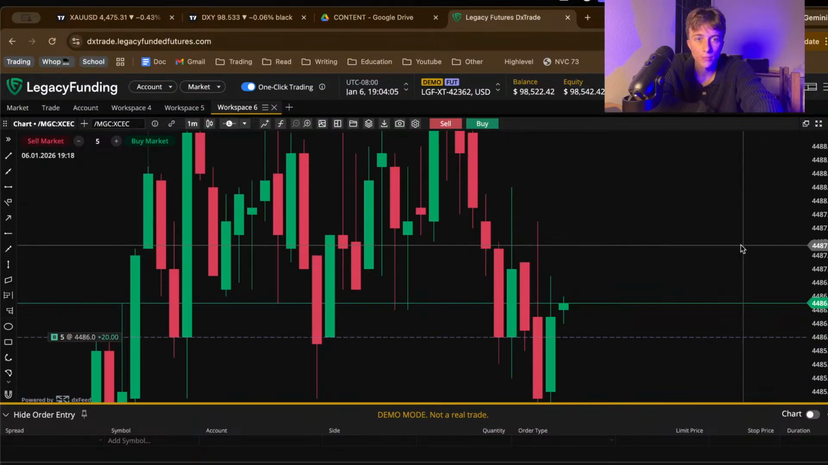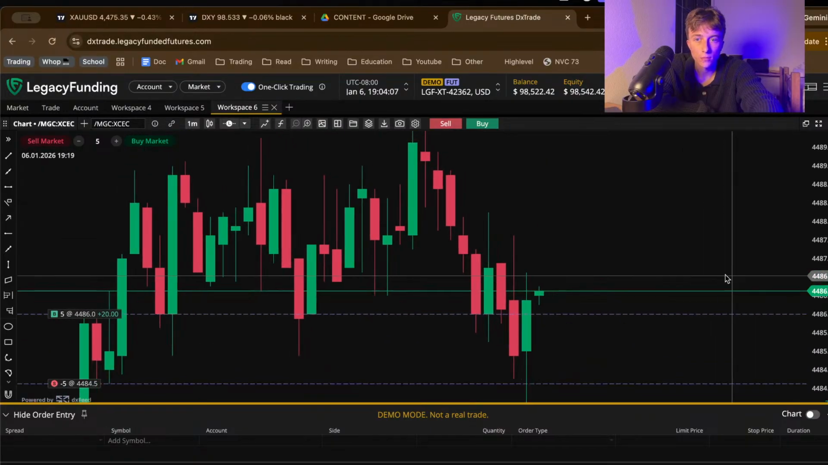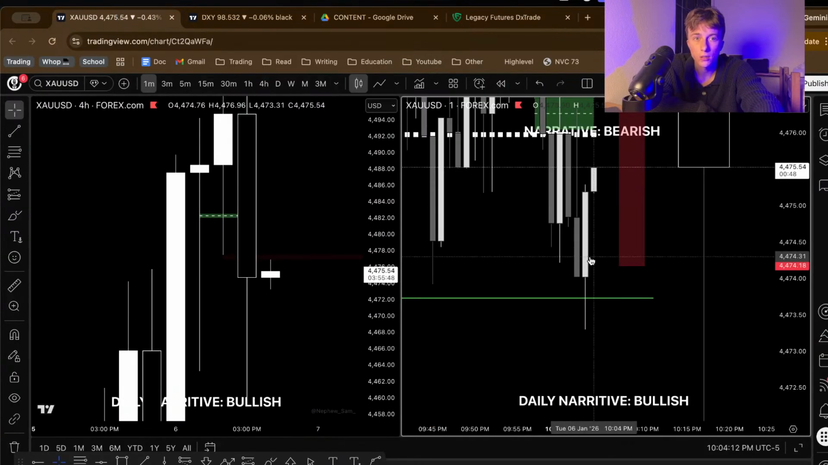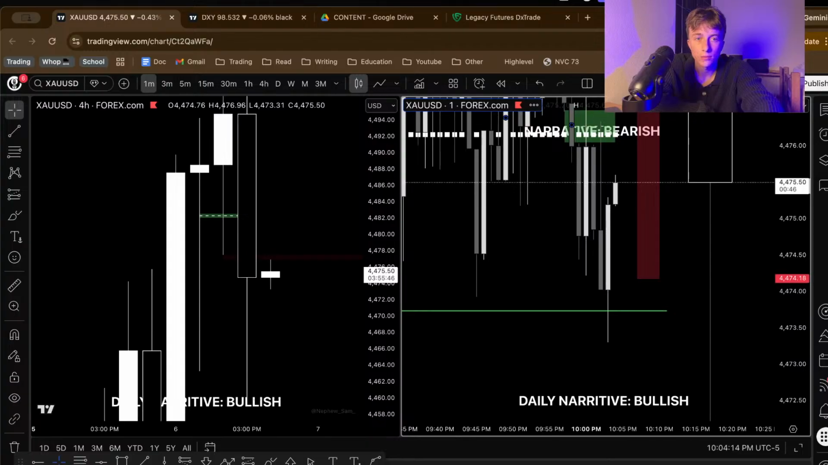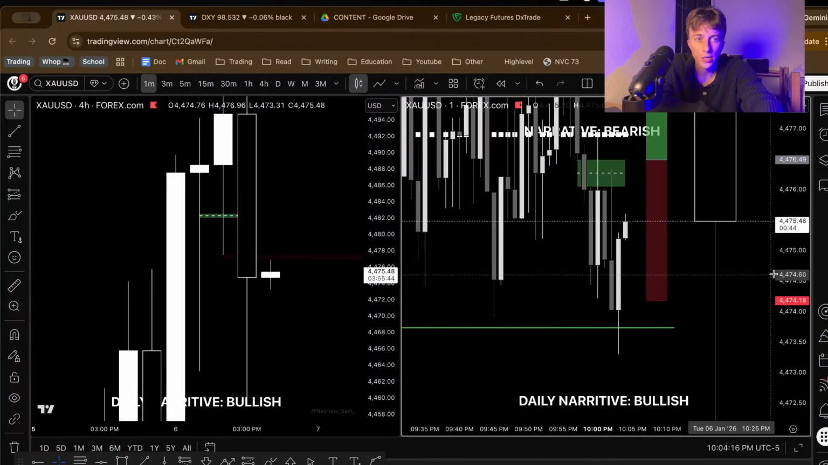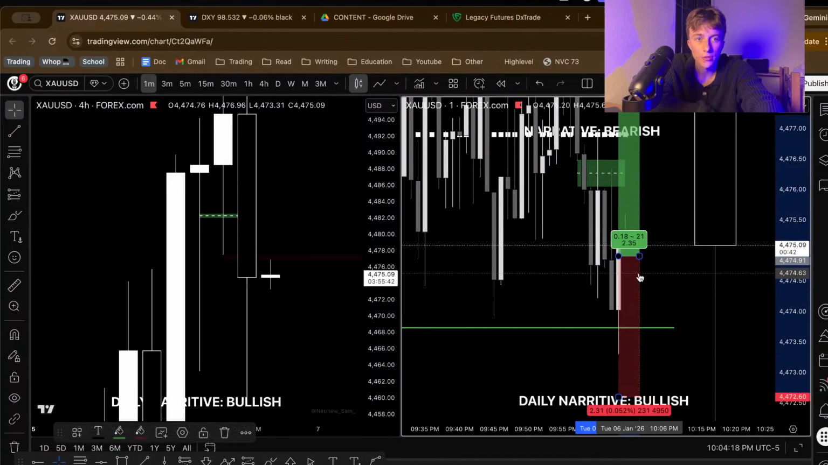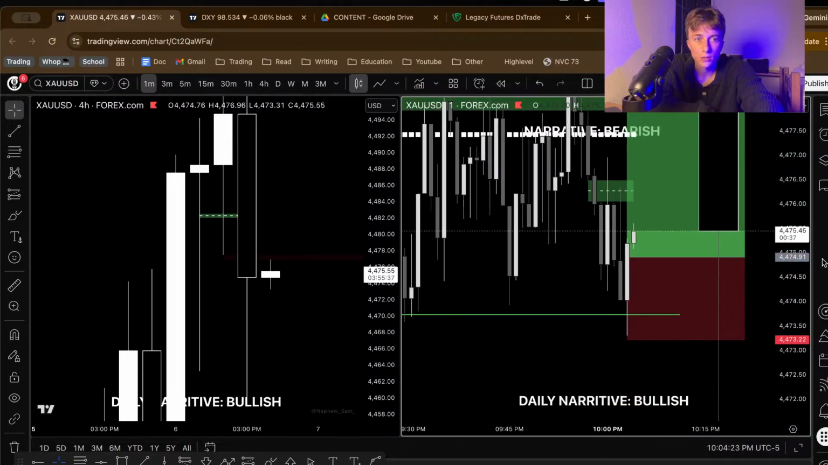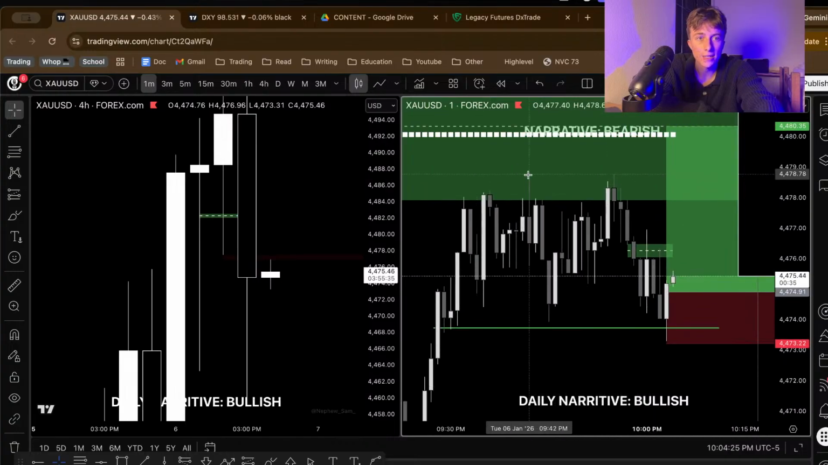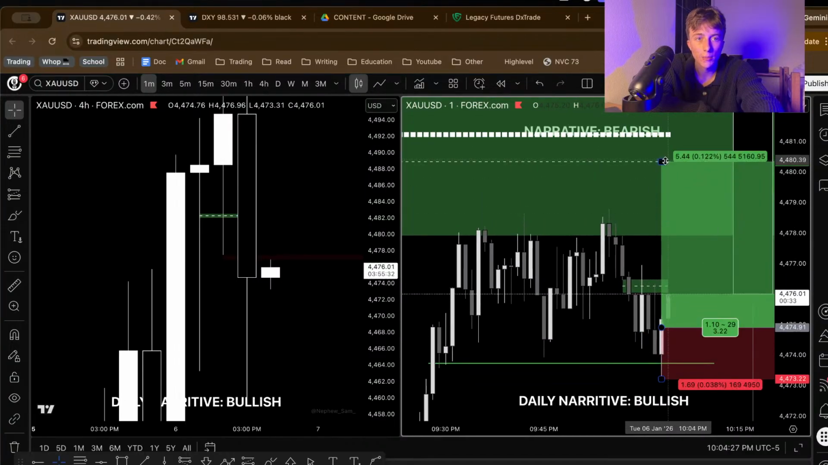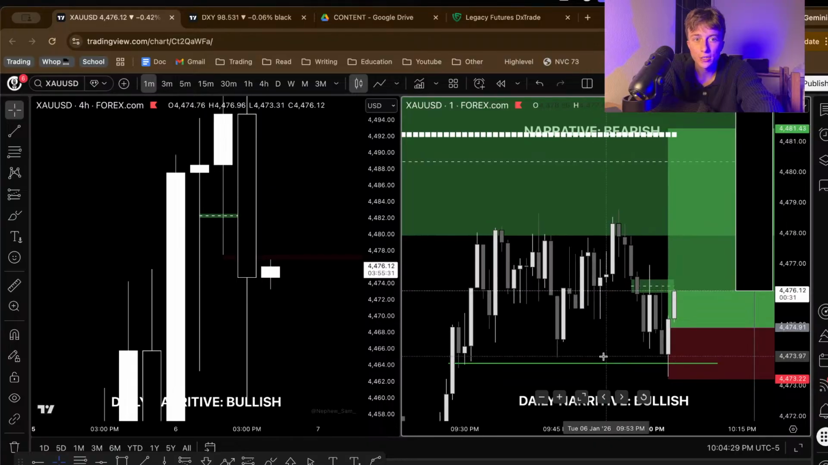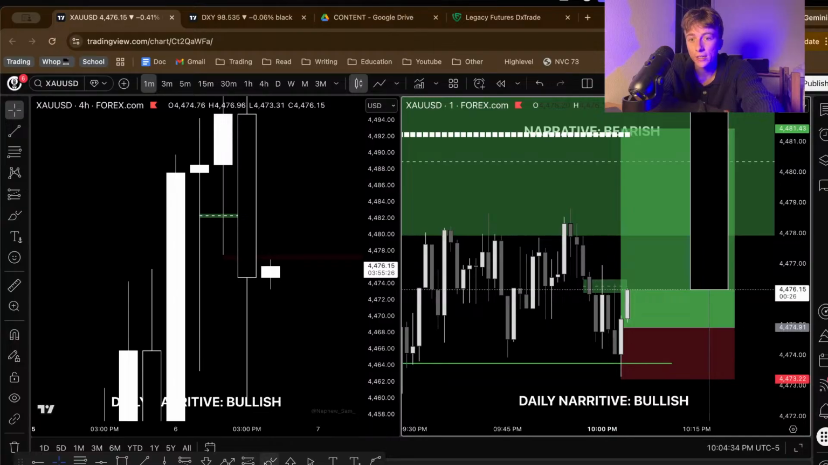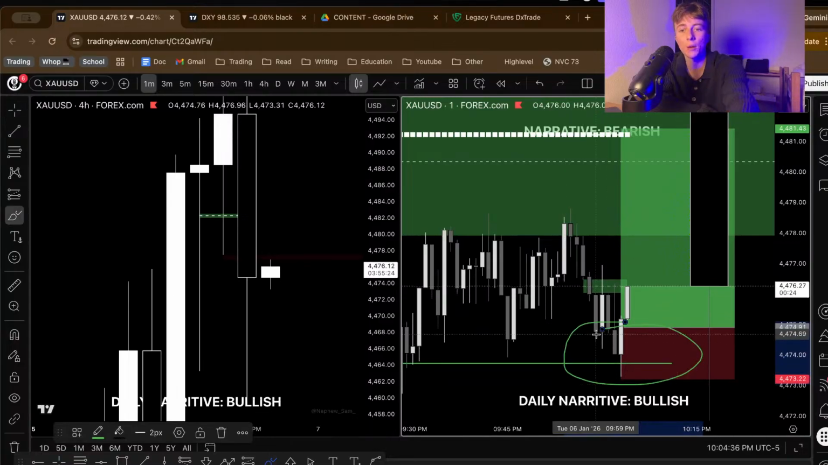Let's run it up. Honestly, pretty solid entry. Pretty much ran straight into profits right away. I'm looking for all these highs to get taken out, and I'm looking for it to dig back up into this gap. Obviously, the daily narrative is bullish, so this is a pretty nice area to get in. Not premium, but discount.